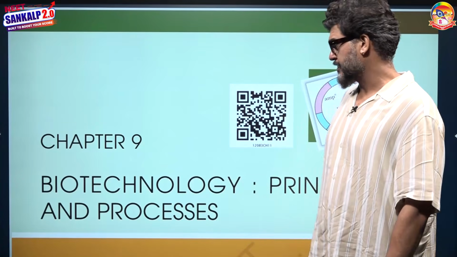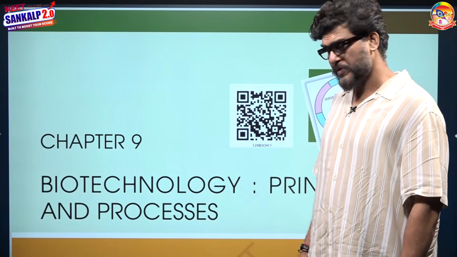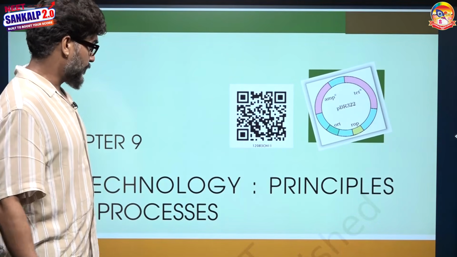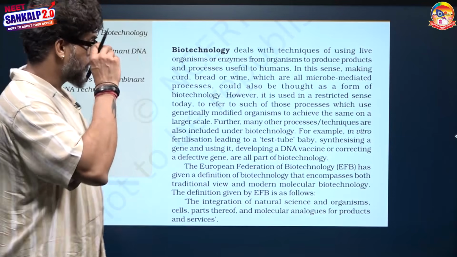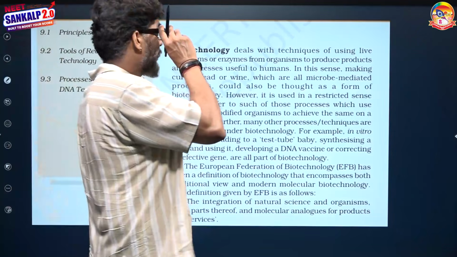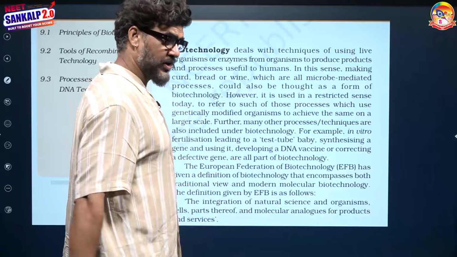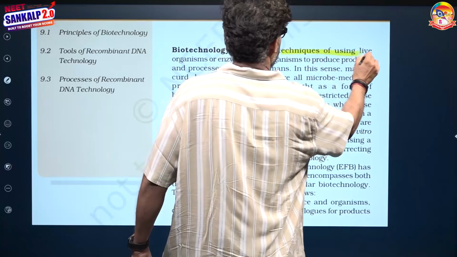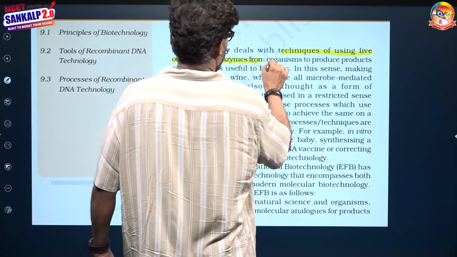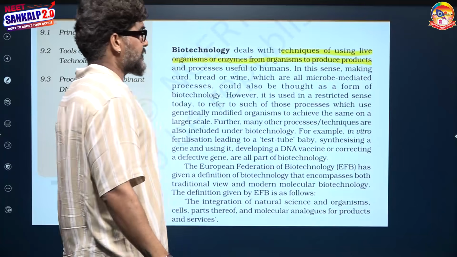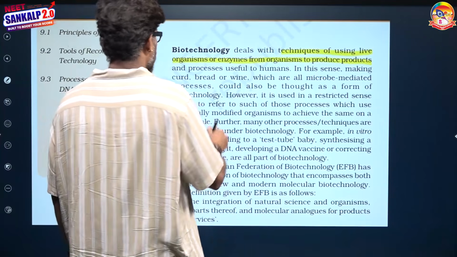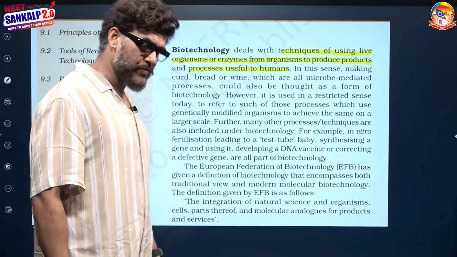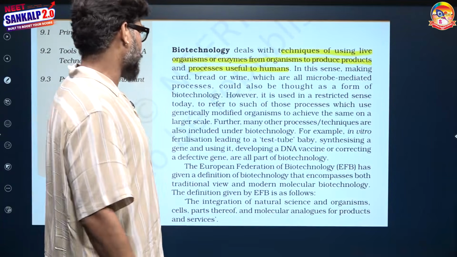Today we are going to discuss one more chapter, that is Biotechnology Principles and Processes, and its application part also. Very significant chapter from exam point of view. Here we must remember that biotechnology, first its introduction and definition, means technology using live organisms or their enzymes to produce the products and processes useful for human beings. Products and services by using organisms or their enzymes or their components, that is it.